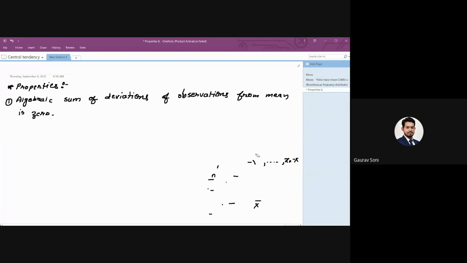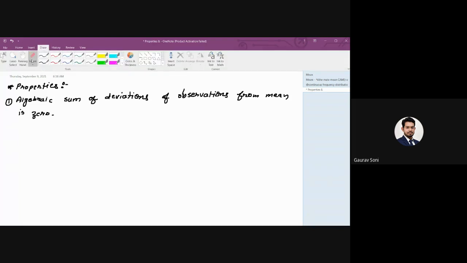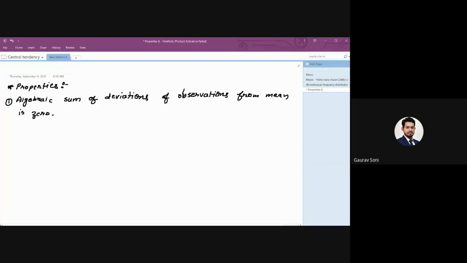the next property, second one: the sum of squares of deviation taken from the arithmetic mean is minimum.